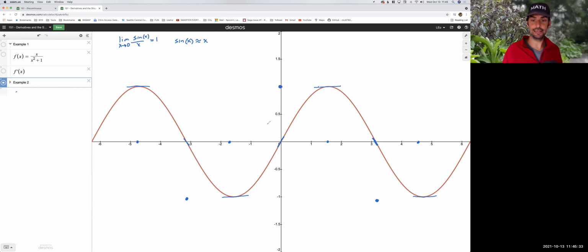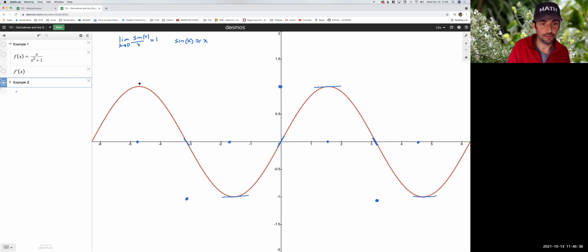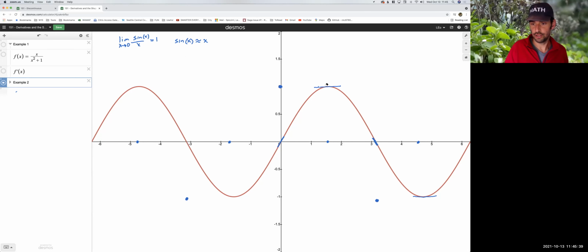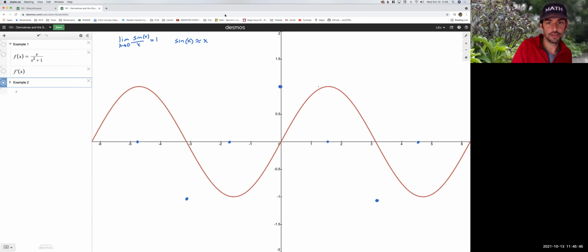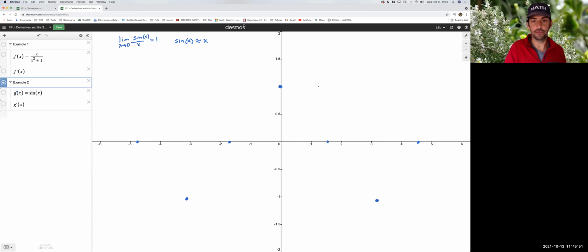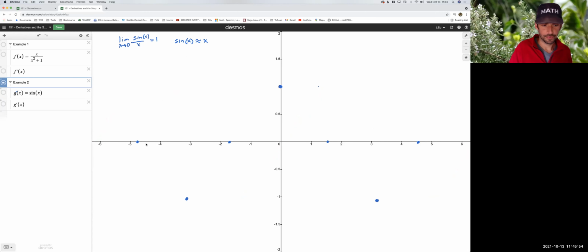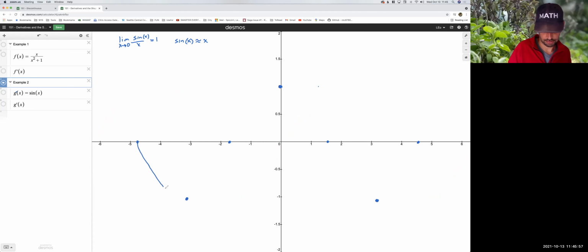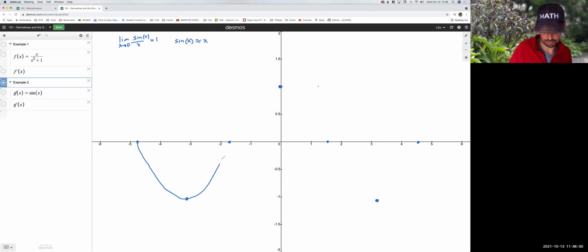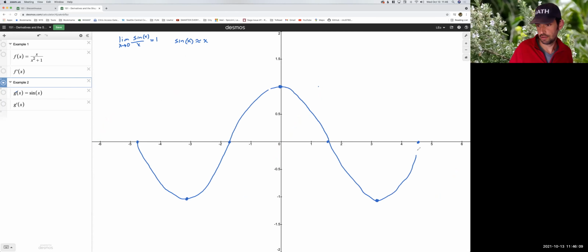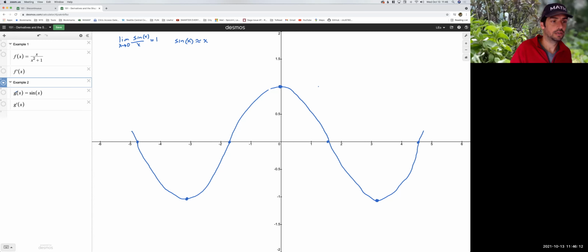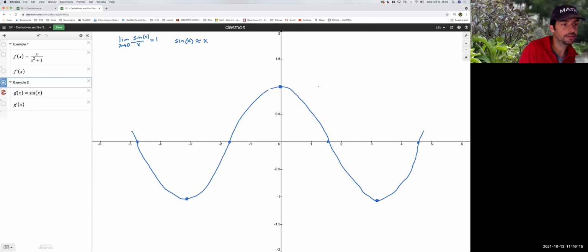So let's connect these pieces of the graph. Let me make this a little easier to look at. Let's get rid of these tangent lines. We want a graph that goes through these points. Let's turn off the graph of sine. I want to make a graph that goes through these points. All right, let's put our original graph back up now.